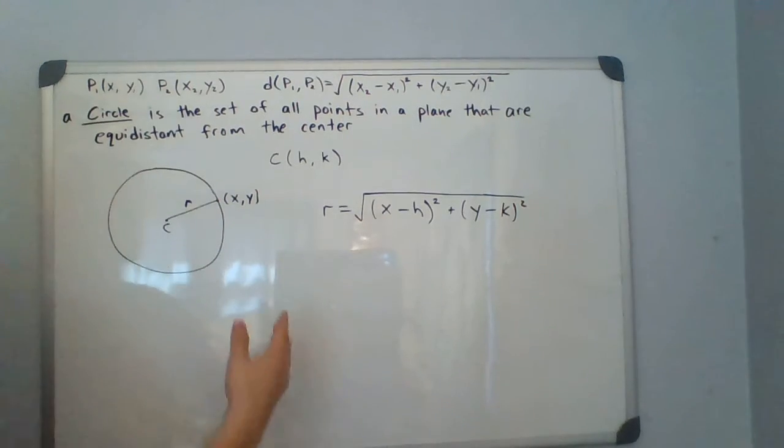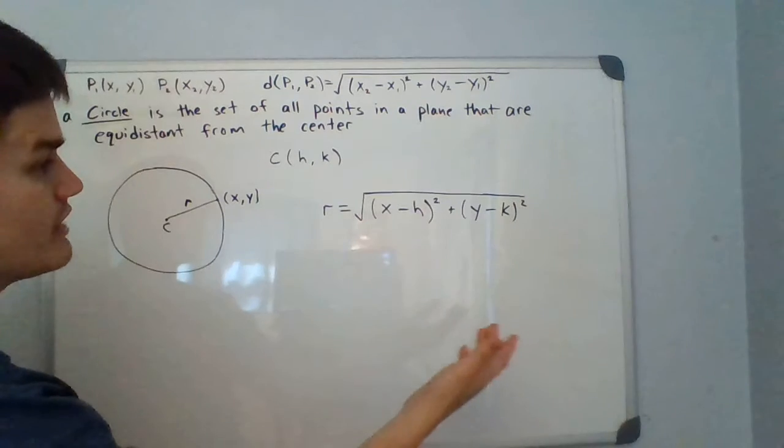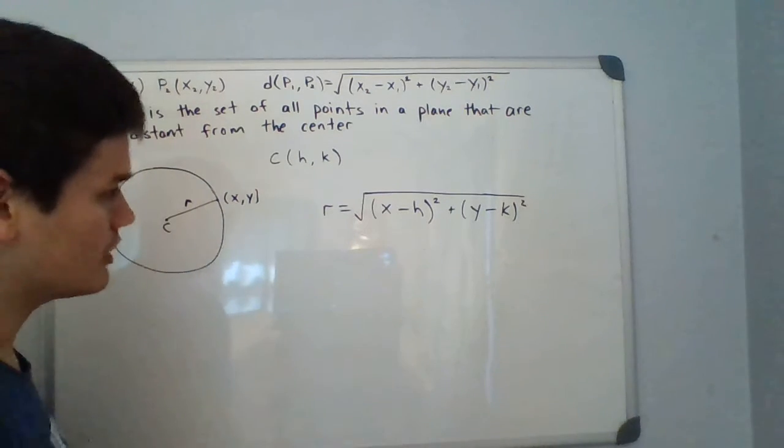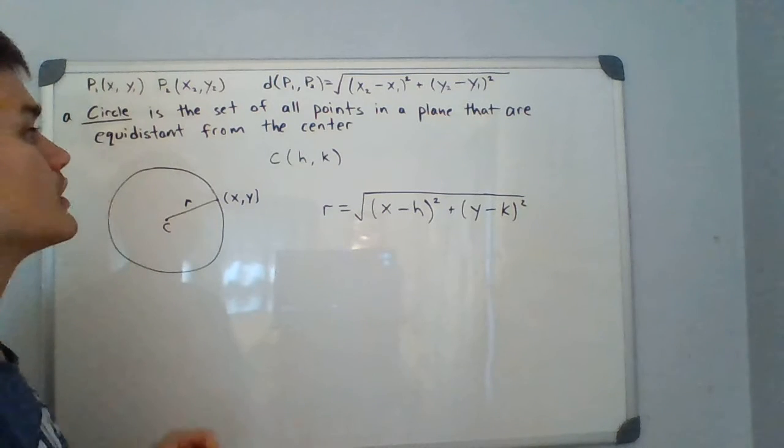So then we would just pick what we want the radius to be and where we want the center to be, and then that will give us where the circle is in our Cartesian plane.